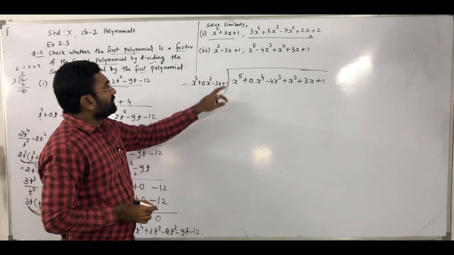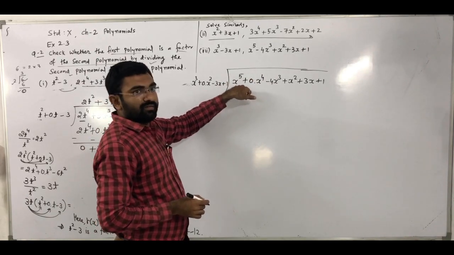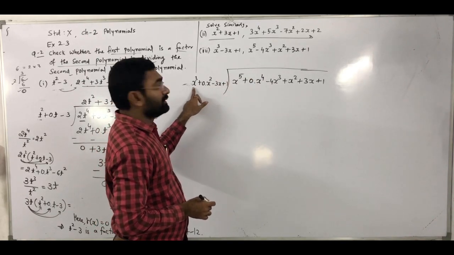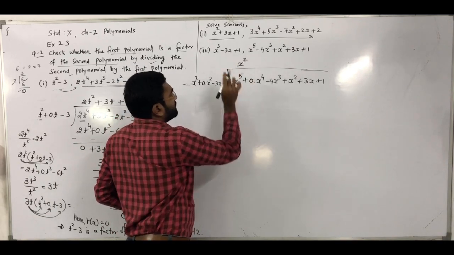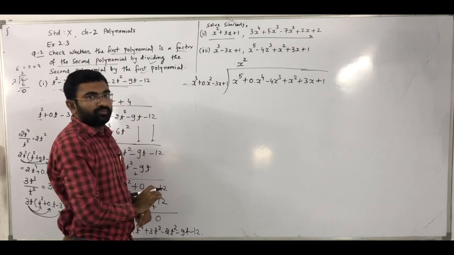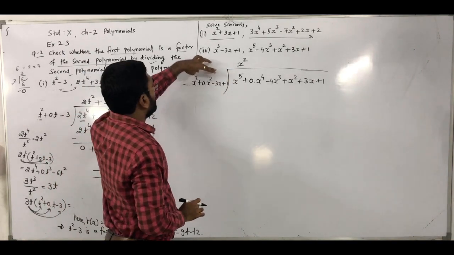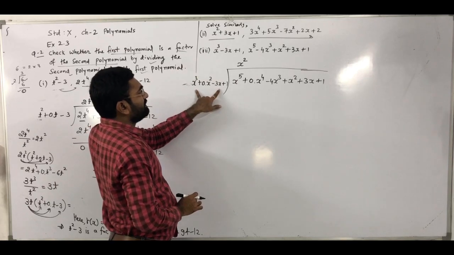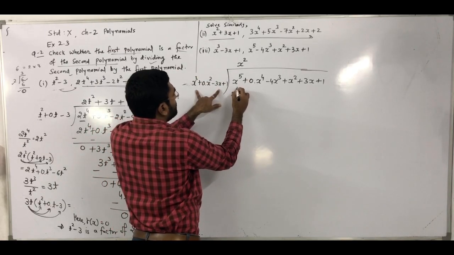Now we divide to find the first term of the quotient polynomial: the first term of the given p of x divided by the first term of the divisor polynomial. X raised to 5 divided by x cube, so we get x square. Now that x square is multiplied with all the terms of the divisor polynomial. So x square into x cube becomes x raised to 5.